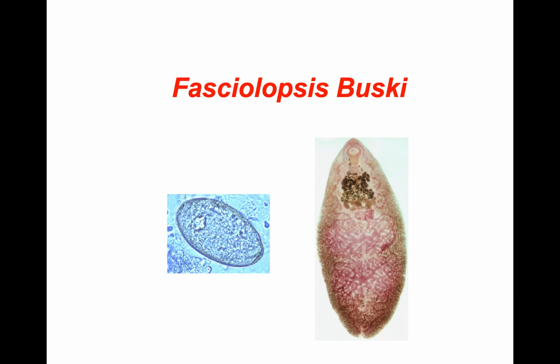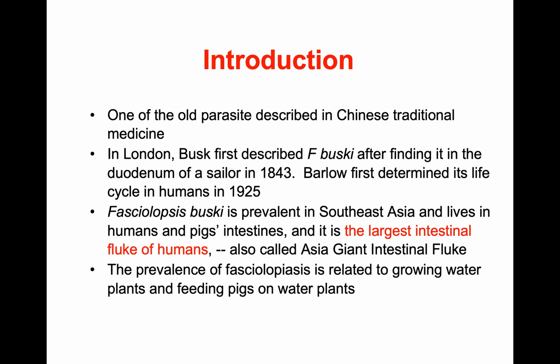Going to learn Fasciolopsis buski. It is the largest intestinal fluke in human beings. You can see on the left is a picture of the egg, and on the right is a picture of the adult. And both of them are very large compared to others.